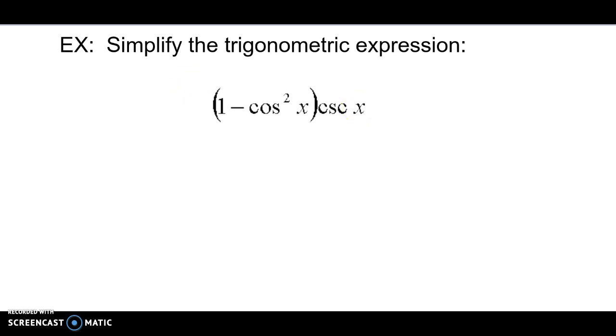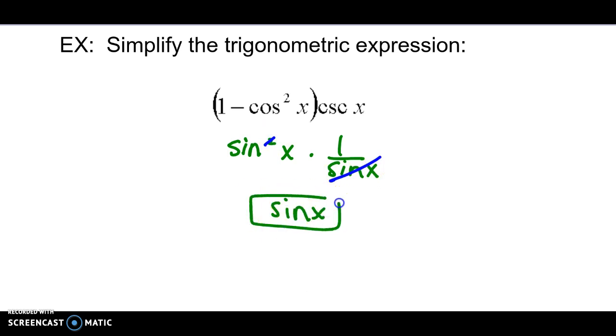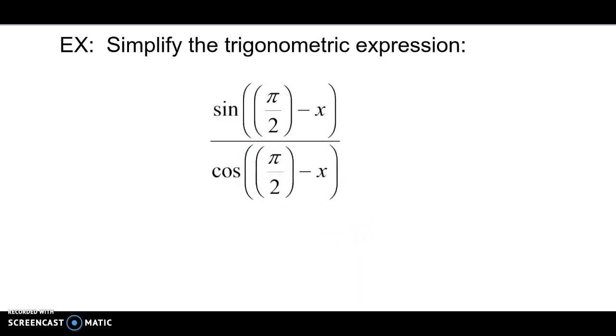So let's see here. Okay, well, we recognize this as one of our Pythagorean identities. That's sine squared of x times, once again, 1 over sine of x. I could simplify here, and I get sine of x. Like I was saying, there is another way I could do this. Maybe if I distribute this cosecant of x and then work from there, I should get the same thing, sine of x. There's multiple ways to do it. Again, just make sure you're not breaking any rules.